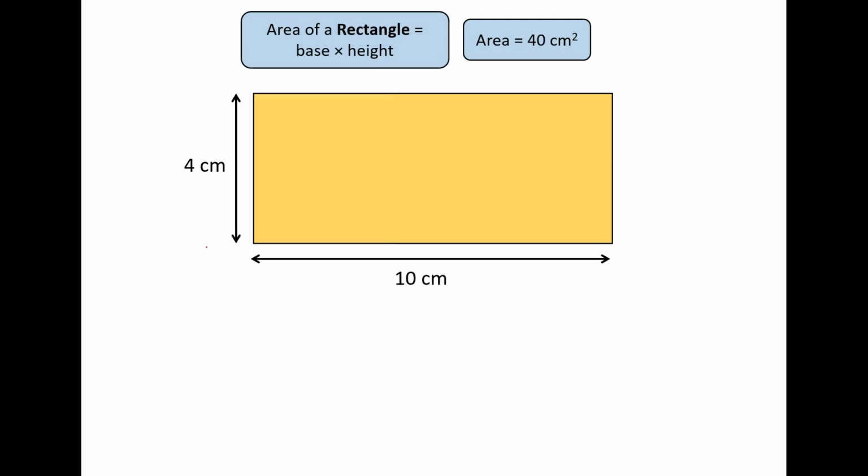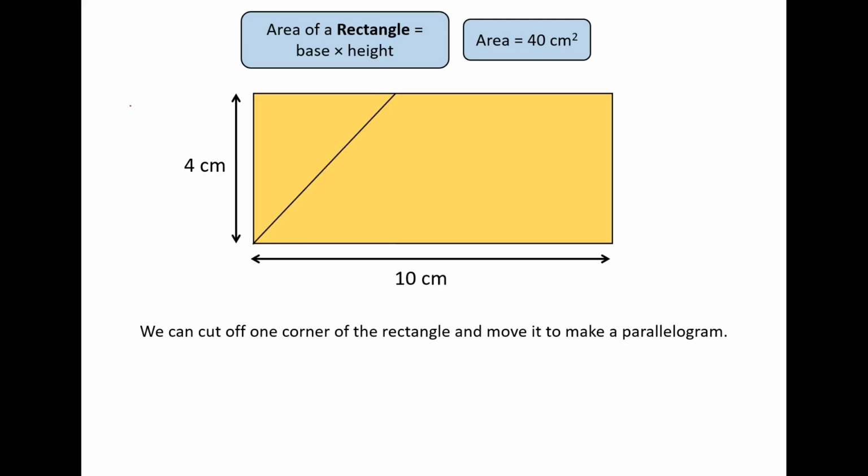So 4 times 10 is going to be equal to 40 centimeters squared. Now, what happens if I cut off a corner here and just move it across to turn it into a parallelogram? Does my area change? No, because my area is defined as the shaded region, and the shaded region didn't change. It just sort of moved over.